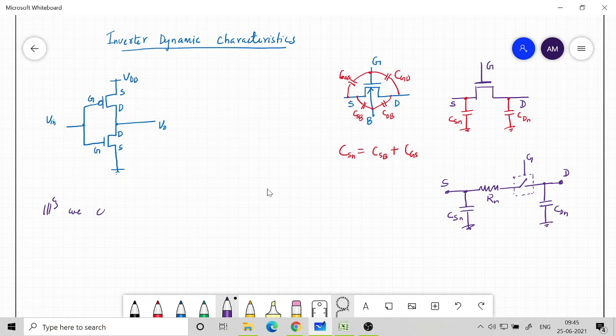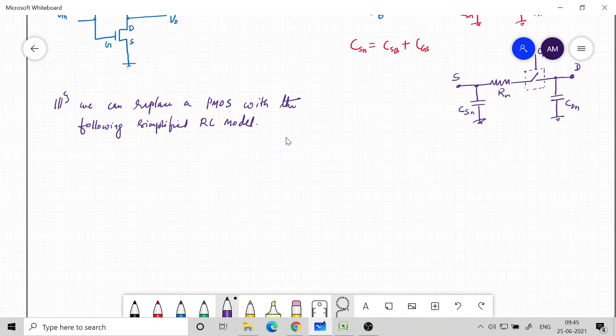we can replace a PMOS with the following simplified RC model. Okay, so let me also draw that. It will be very similar.